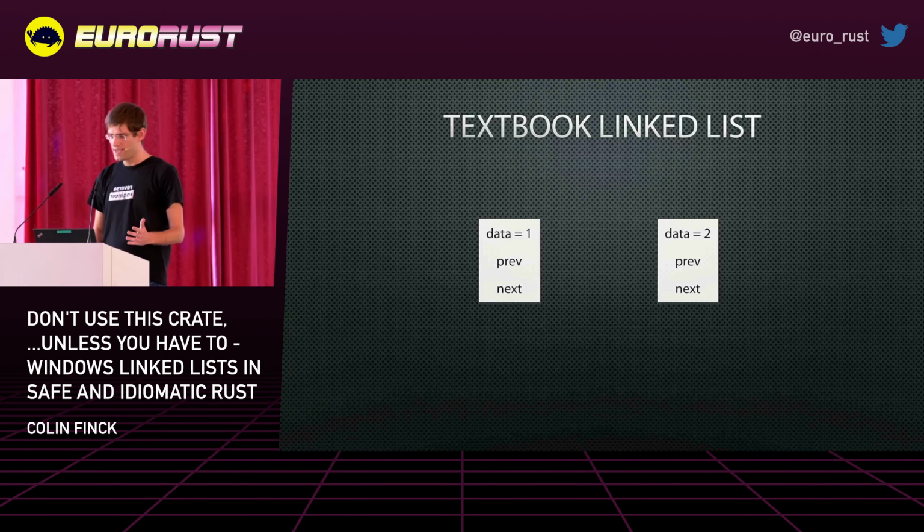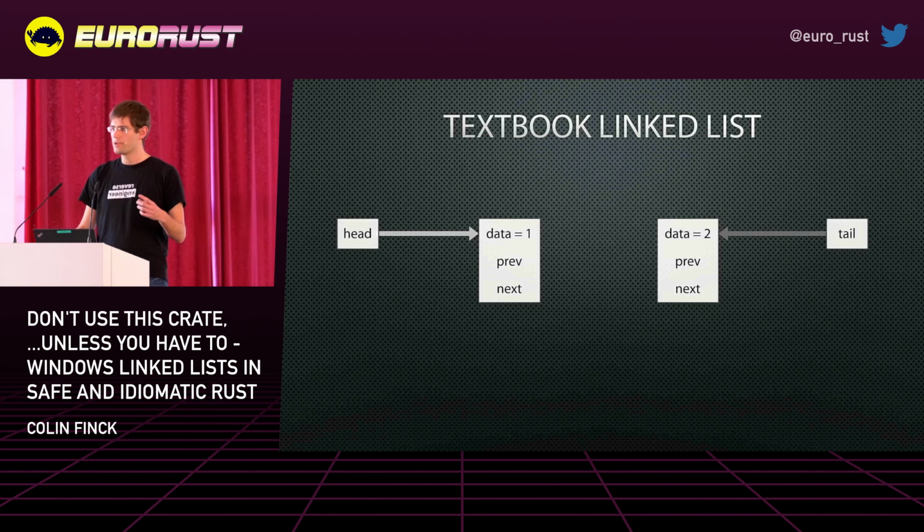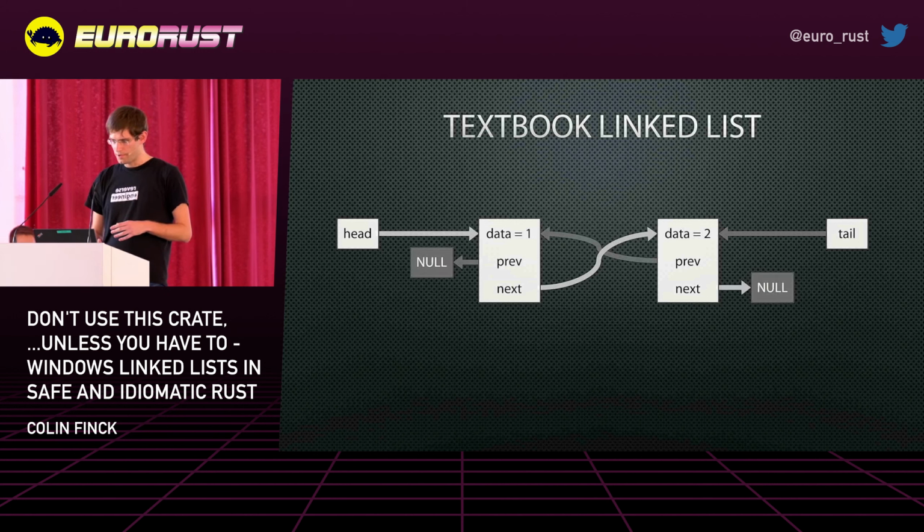Before we actually move to that, it's important to highlight another detail of Windows linked lists. If we look at the textbook linked list example again, we have head and tail pointers pointing to the first and the last elements, and both elements are interconnected via their next and previous pointers. When there are no previous or next pointers, these fields are filled with null pointers. Keep that detail in mind.